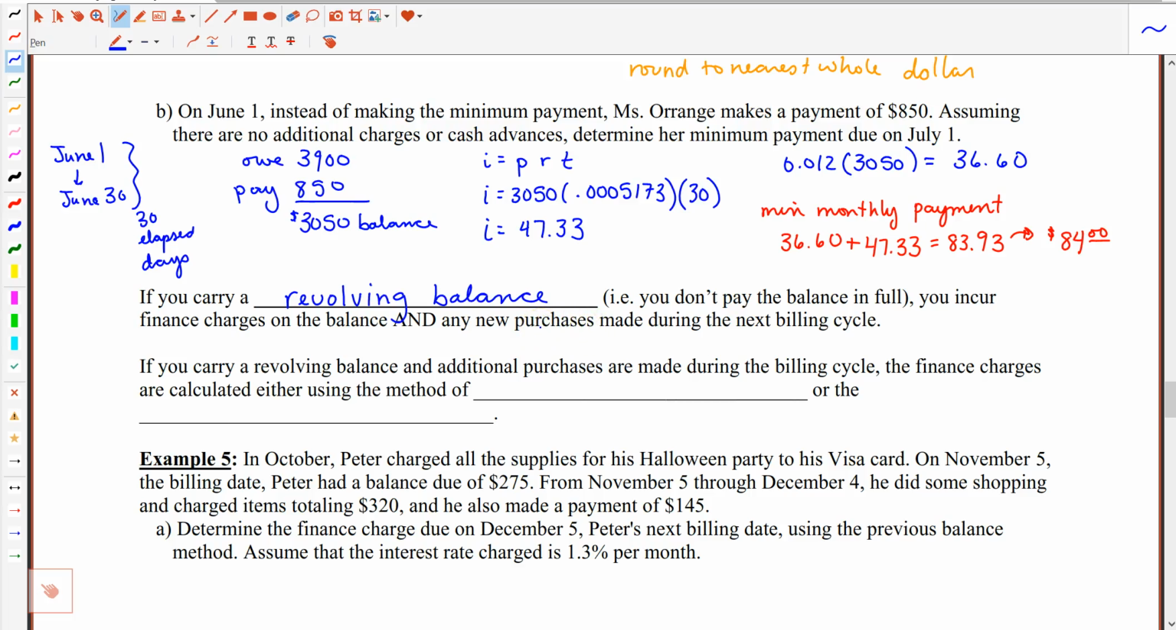In these next examples, we will have examples of people that will have not paid off their card in full, and they will have been making new purchases. So we're going to learn how to determine the finance charge and what that new balance is going to be on that next billing cycle.